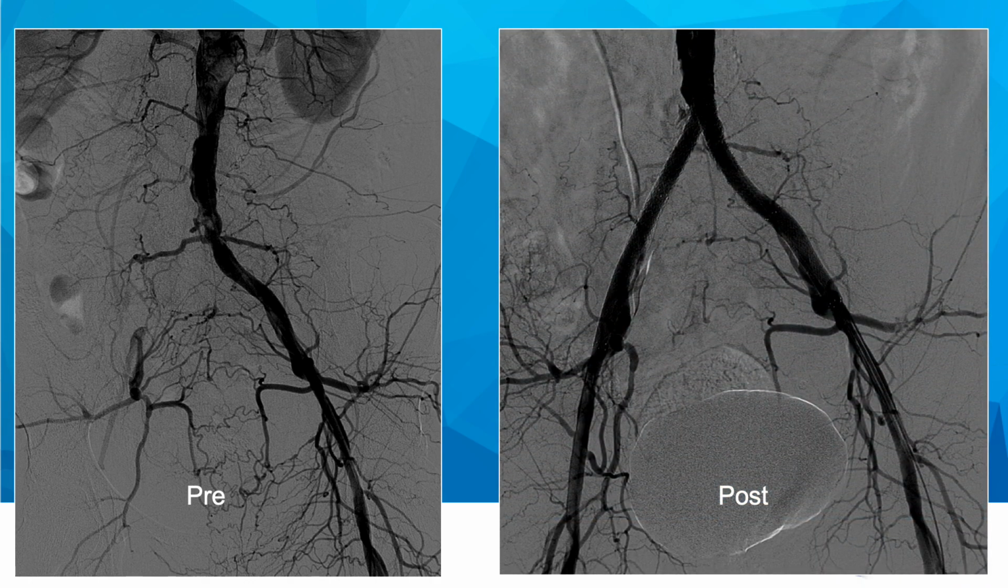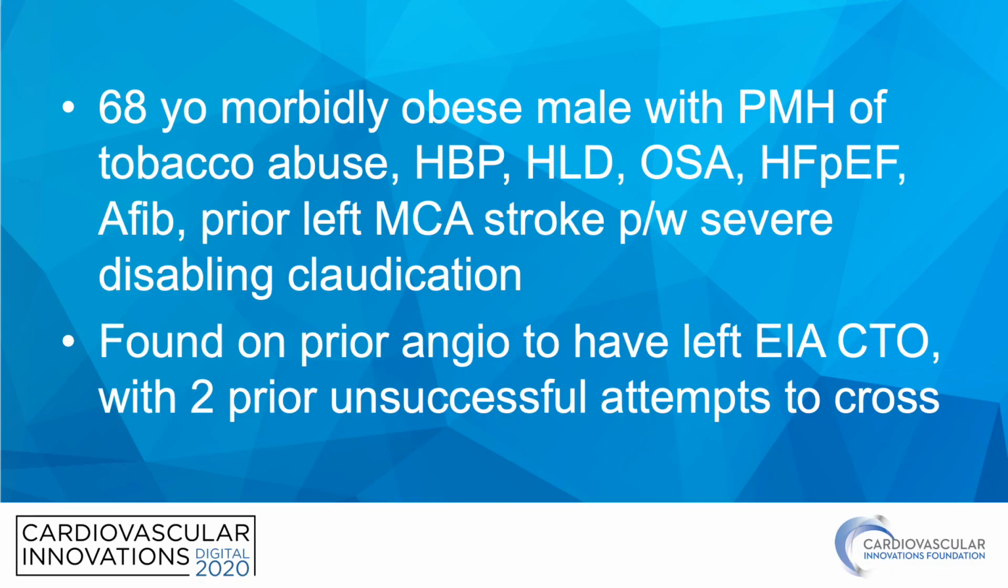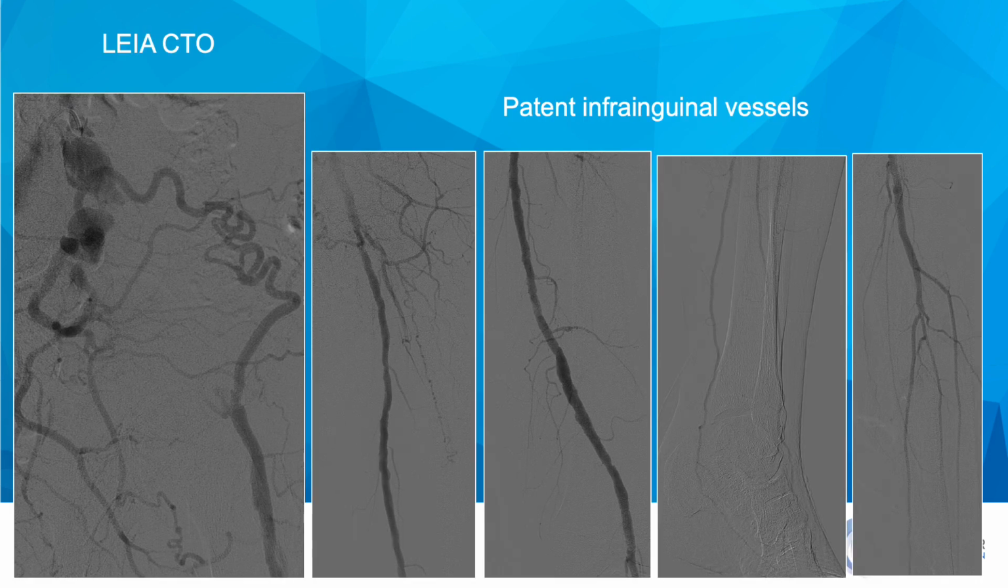final angiographic result. Our next patient is a 68-year-old morbidly obese gentleman with severe claudication of the left leg secondary to an EIA occlusion with 2 prior unsuccessful attempts to cross. His initial angiogram showed no significant disease of his infrainguinal vessels, but you can see his long EIA occlusion.